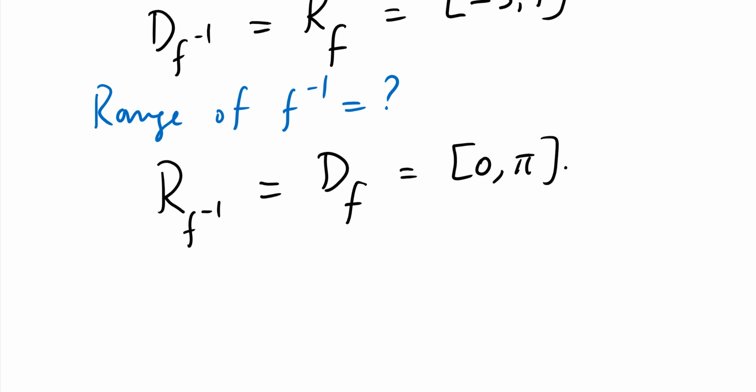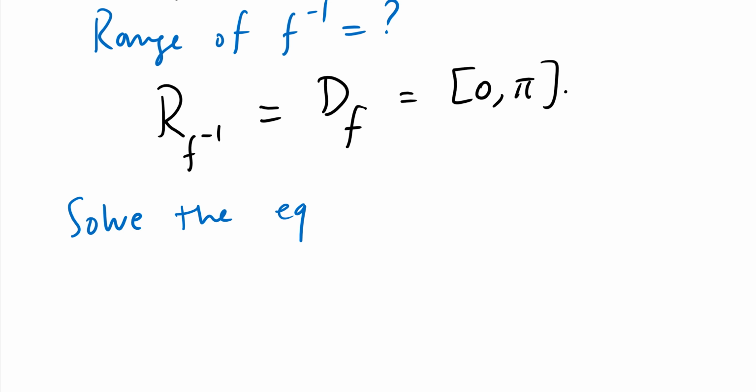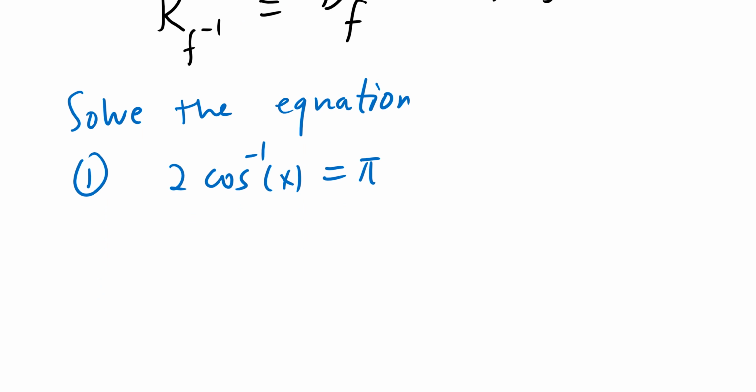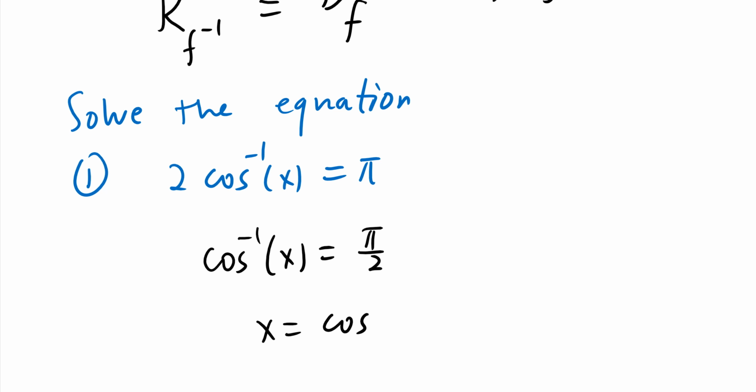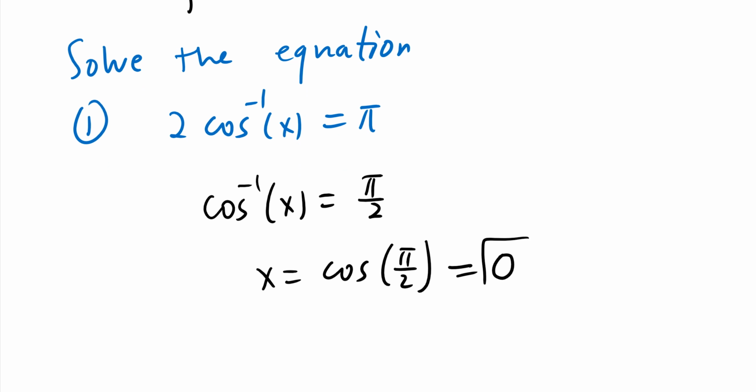What can be other applications here? Maybe they can ask us to solve an equation. Let's say the first one is 2 cosine inverse of x equals pi. How do we solve such an equation? Well, first we solve for cosine inverse of x, which is pi over 2. And then you can rewrite this, by definition, as x equals cosine of pi over 2. The cosine of pi over 2 is 0. So that's how we solve it.